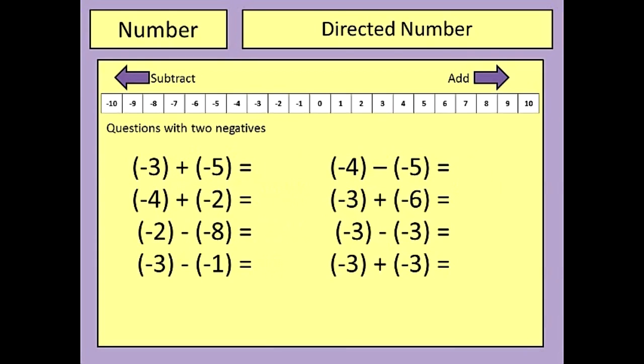Here are 8 questions for you to have a go at. Be careful with these. These ones involve 2 negatives. There's a mixture of adding and subtracting as well. Pause the video here, hit play when you're ready for the answers.